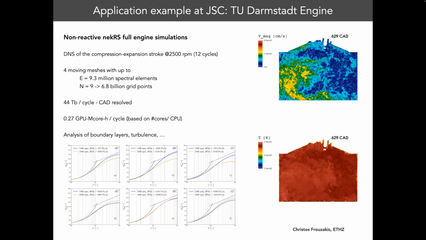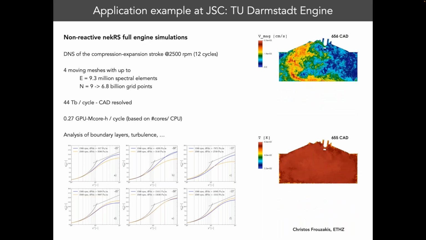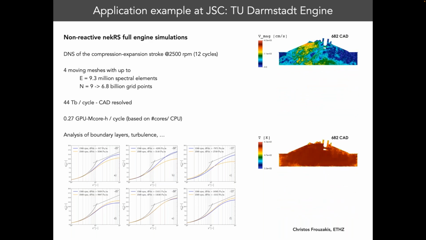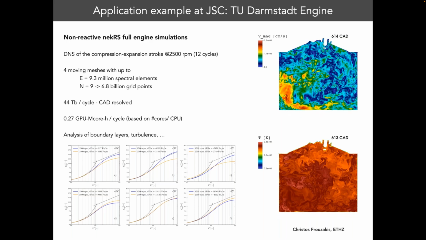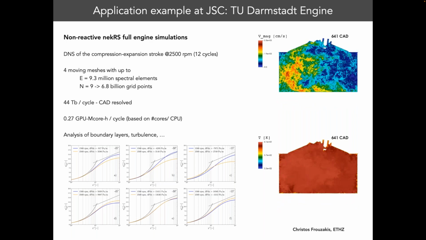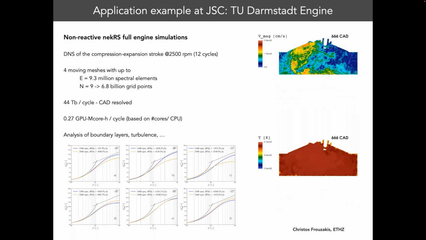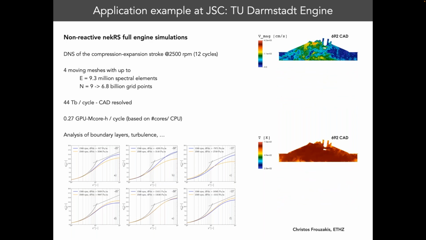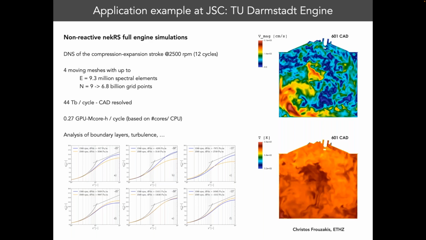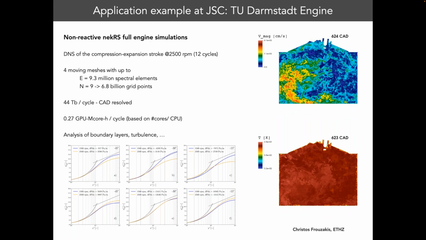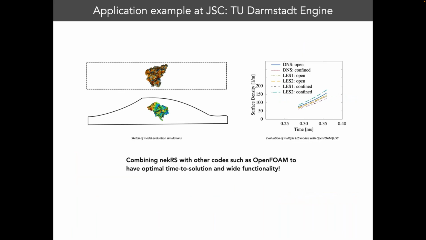For example, I showed some pictures with respect to boundary layers and turbulence there. So you see, if we compare the boundary layers and the wall models with classical models, here the black dotted line, you see that in the DNS we found that what you typically assume in the wall models is not too good for all of the operating points. Okay, maybe we move on.